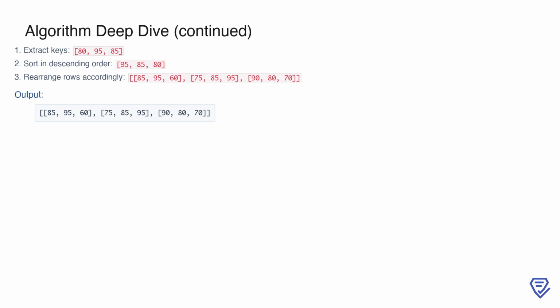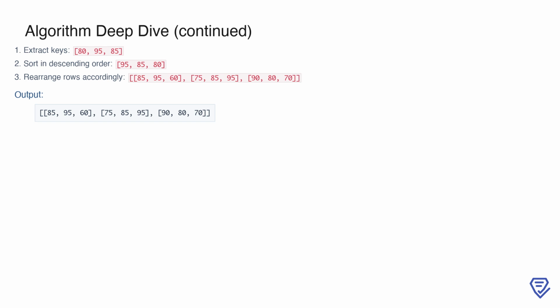To illustrate the sorting process step by step, we first extract the values from the kth column, which in this case are 80, 95, 85. Next, these values are sorted in descending order, resulting in 95, 85, 80. Based on this order, we rearrange the rows of the input array to produce the final sorted array 85, 95, 60, 75, 85, 95, 90, 80, 70. This output meets the requirements of sorting by the kth column in descending order while maintaining the stability of rows with equal values. This example highlights how the algorithm efficiently organizes the data using Python's built-in sorting functionality, providing both clarity and performance.